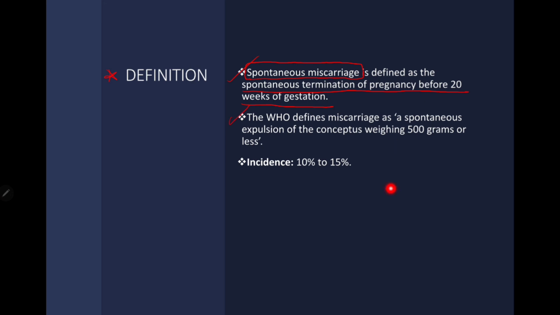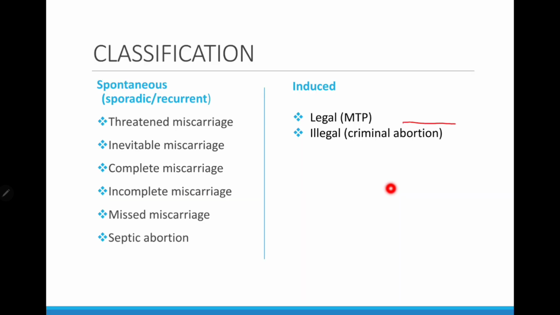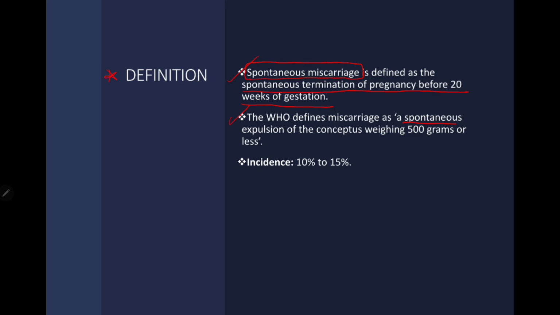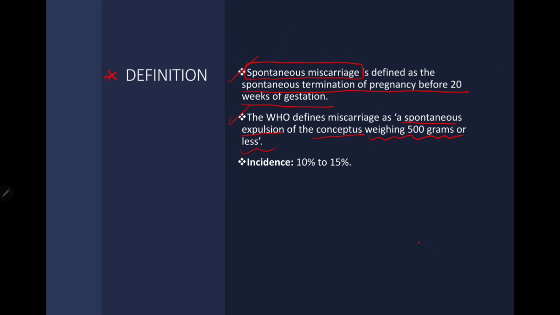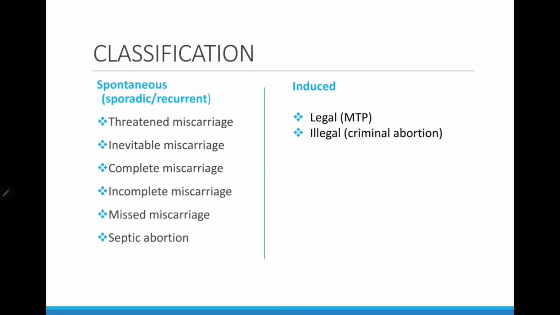The WHO defines miscarriage as the spontaneous expulsion of the conceptus weighing 500 grams or less. So the WHO definition is the spontaneous expulsion of conceptus weighing 500 gram or less. Incidence is 10 to 15%.